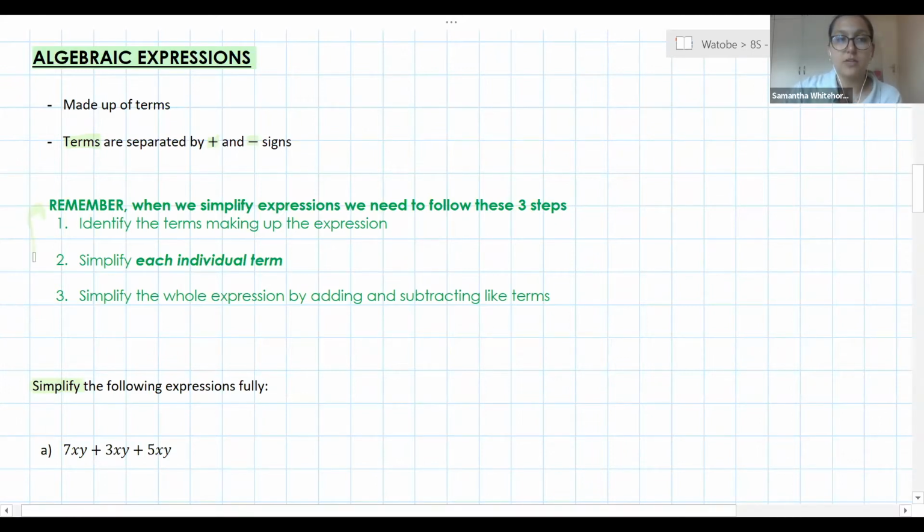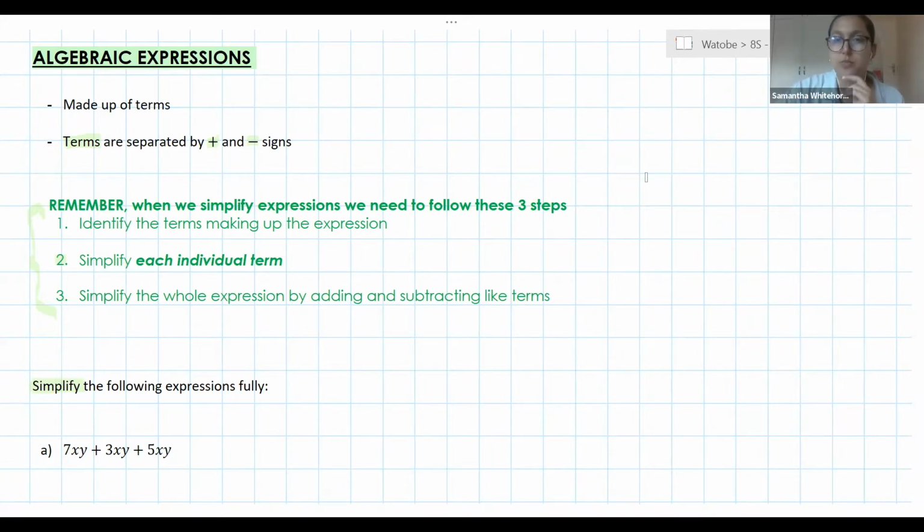Because if we can follow these 3 steps in terms of simplifying expressions, you should be fine to simplify any expression that I give you. So the 3 steps are to identify what terms you're working with in your expression. Then, if you need to, simplify each individual term. The second step won't always be necessary. Sometimes you will have to, sometimes you don't, but just double check whether or not you need to simplify your individual terms. And then finally, once you've simplified your individual terms, all we need to do is add or subtract our like terms.